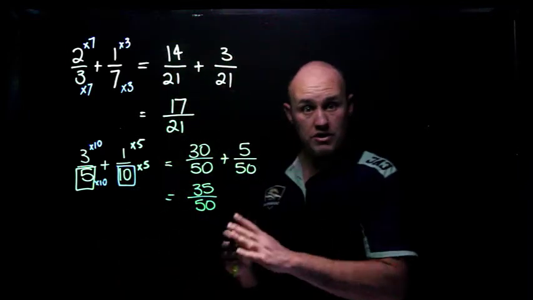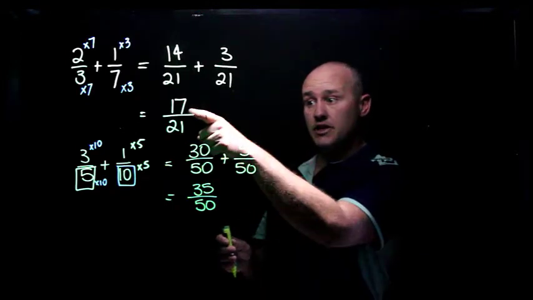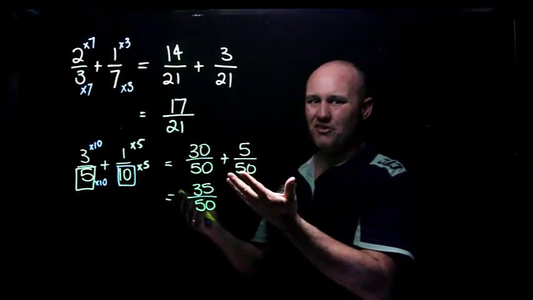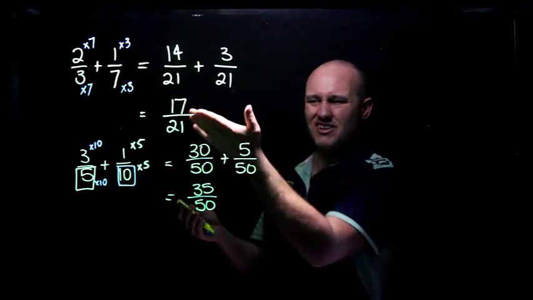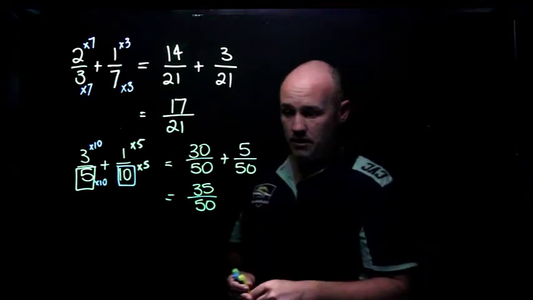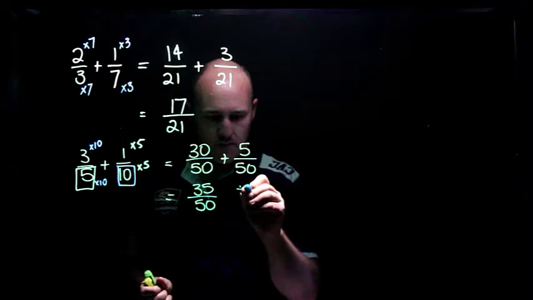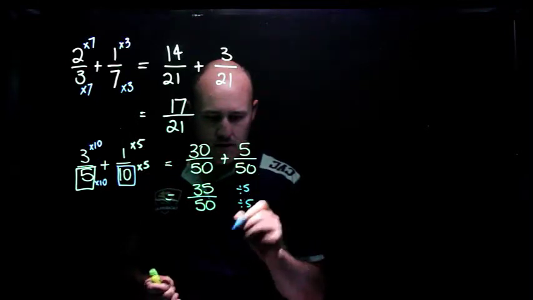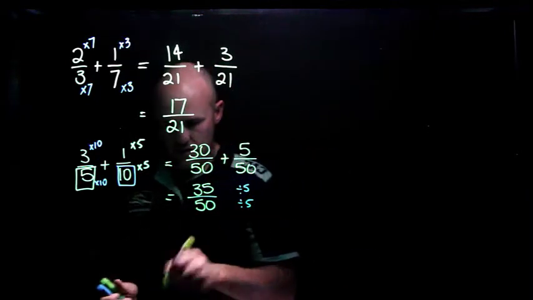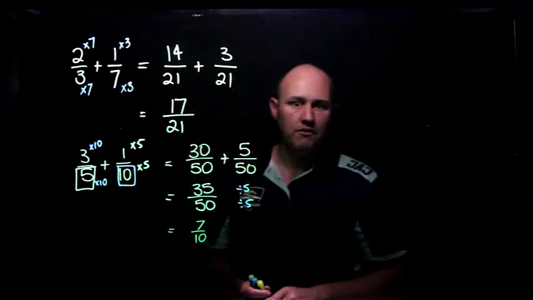Whenever you finish a question like this, you just have to make sure that you've got it in its simplest terms. 17 and 21 are not the nicest numbers. 21's got some factors, 17's prime, they can't simplify. 35 and 50 can. They can both be divided by 5. So I'm going to look to simplify by dividing the top and bottom by 5, and that will give me 7/10. And that's the best I can do.